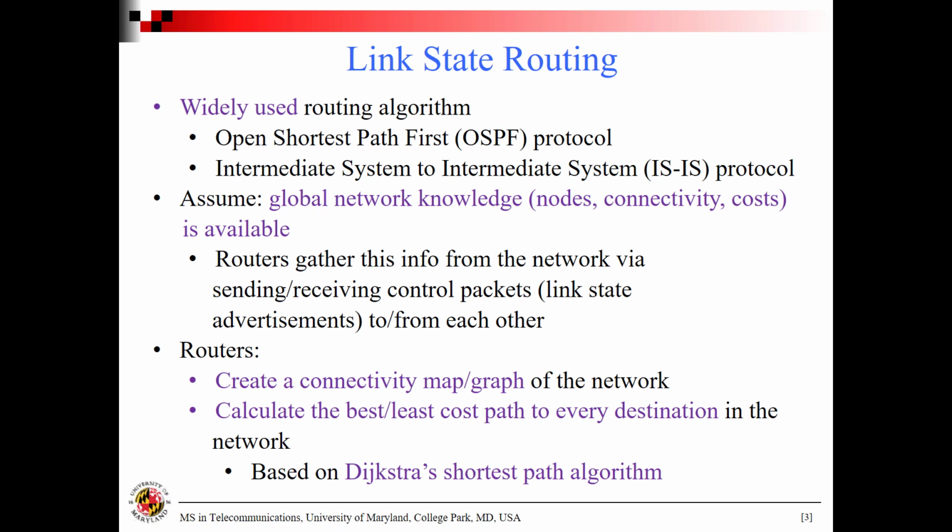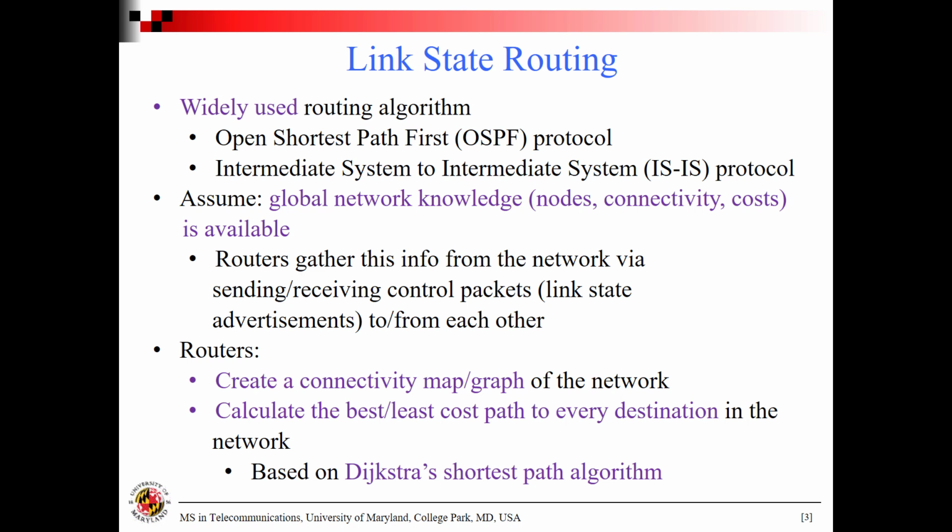So before the actual link state routing algorithm would run, the routers would need to gather this information. What happens is whenever you power up a router and configure, let's say, OSPF or some other link state routing algorithm, the routers will start sending and receiving control packets. In case of OSPF, they are called link state advertisements. And these control packets would carry the connectivity and cost related information to all the other routers in the network.